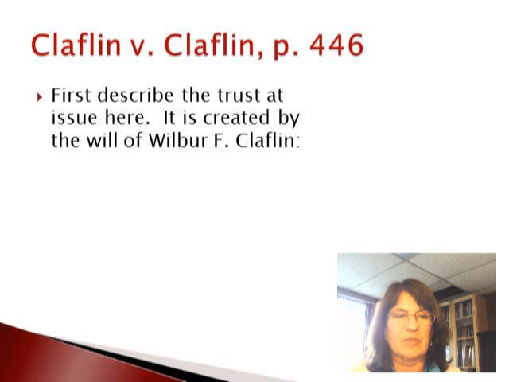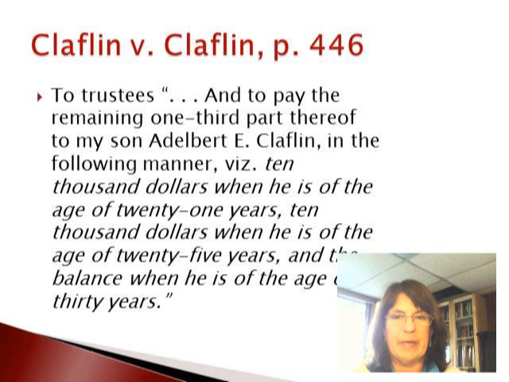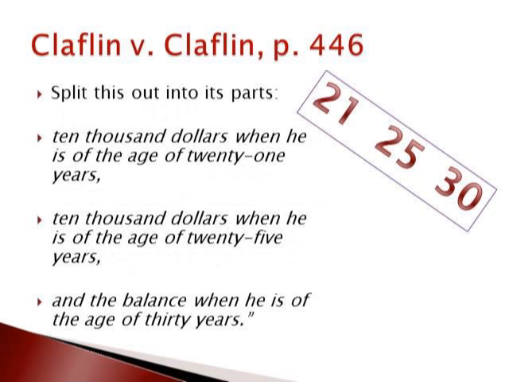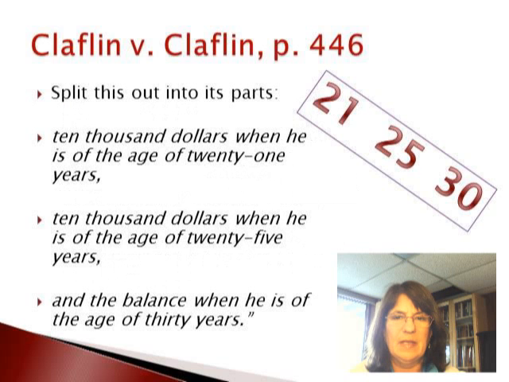Describe the trust. This was created by the will of Wilbur Fisk Claflin, and the part that we care about left money for Adelbert E. Claflin and said that he would get $10,000 when he is of the age of 21 years, $10,000 when he is of the age of 25 years, and the balance when he is of the age of 30 years. Okay, so sketch this out the way we're used to seeing them. $10,000 when he reaches age 21, $10,000 when he's 25, and the balance when he's 30.